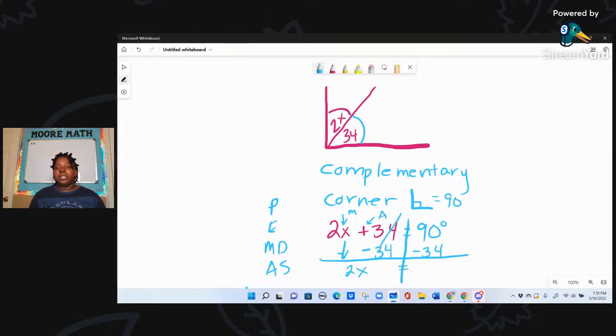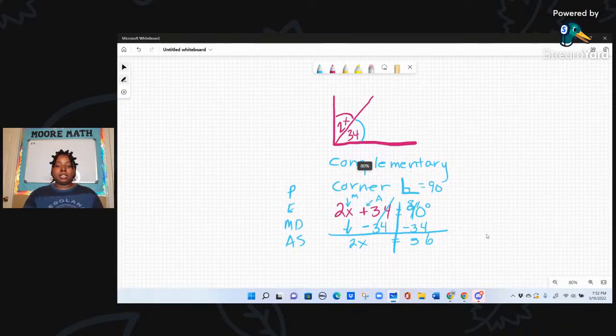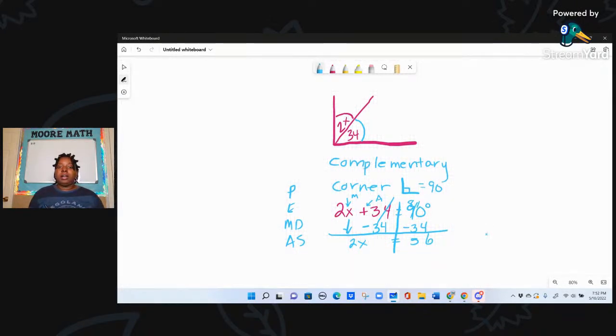2x equals 56. Mackie, see if you can figure out what x equals. Okay. So 2x, that is multiplication. So we have to do the opposite of multiplication, and the opposite of multiplication is division.